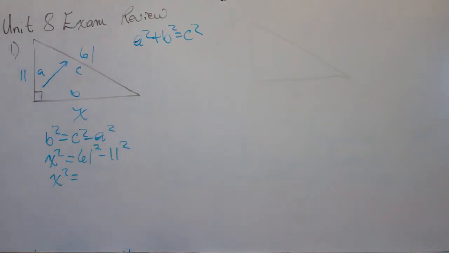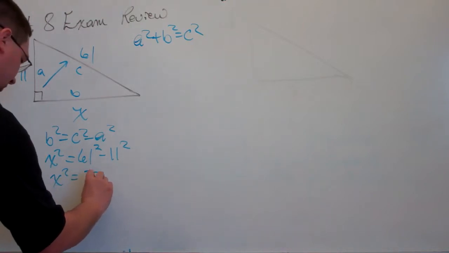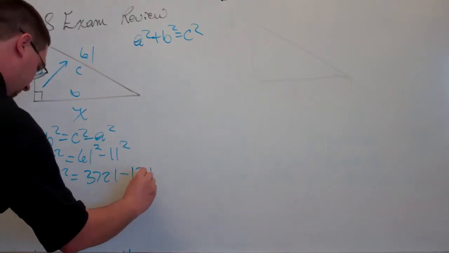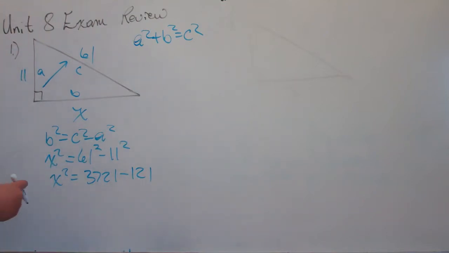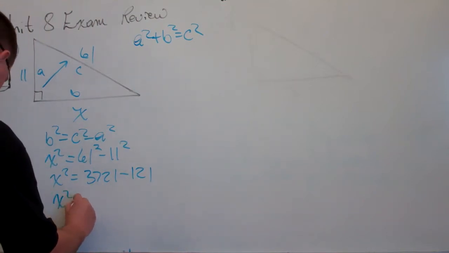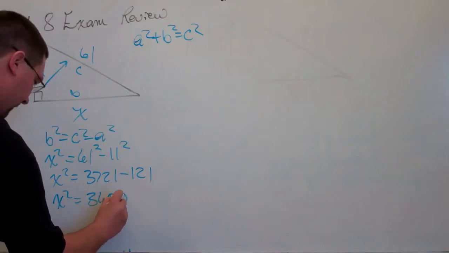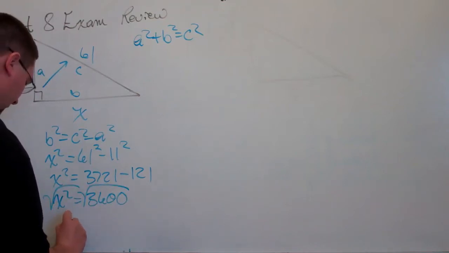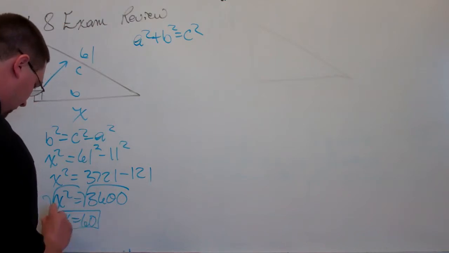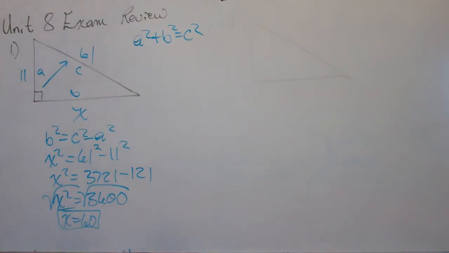So x squared equals, so this is 3721 minus 121. So x squared equals 3600. Square root, x equals 60. All right, so x equals 60. Now, number 4.